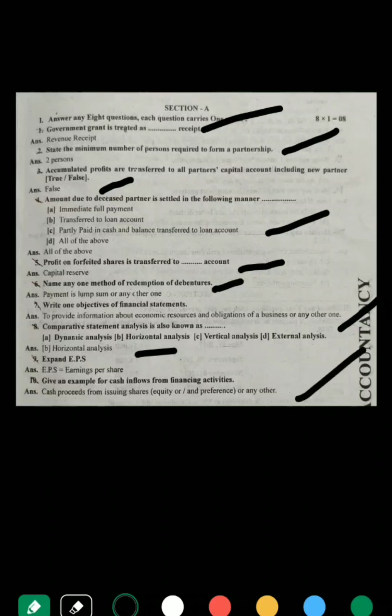Tenth one: give an example for cash flow from financing activity. We know that the cash flow statement has 3 activities: operating activity, investing activity, financing activity. In financing activity, issue of shares, issue of preference shares, issue of debenture, or redemption of debenture are examples of cash flow from financing activity.